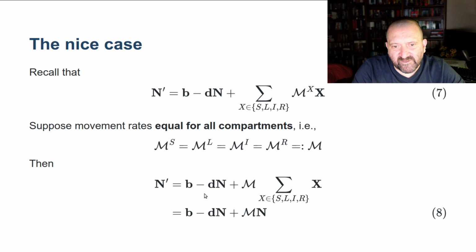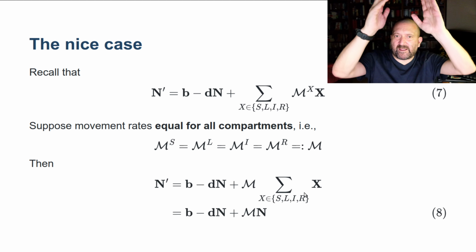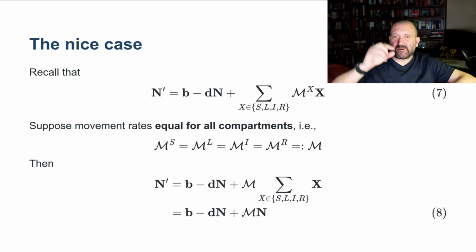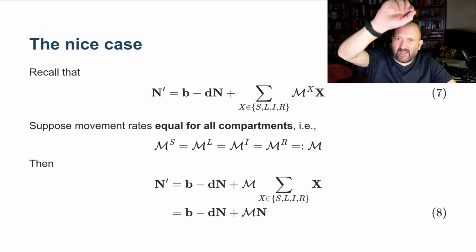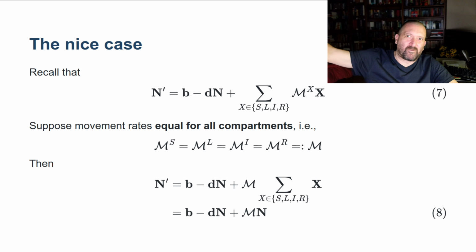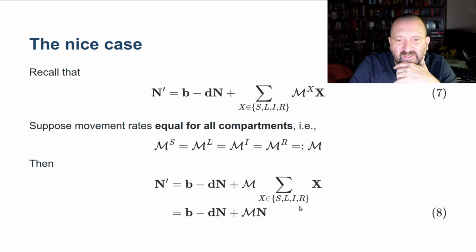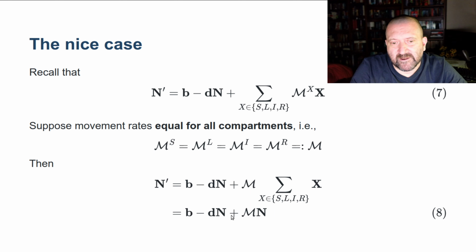And then what happens is that I can factor out the M here. I factor it out, and the sum of those vectors is simply N, because this is S1 plus L1 plus I1 plus R1, S2 plus L2 plus I2 plus R2, and so on and so forth. So this sum here is simply the vector N. So what I have is this differential equation: N prime equals B minus DN plus MN. Remember, N is a vector, and B is a vector, while D and M are matrices.